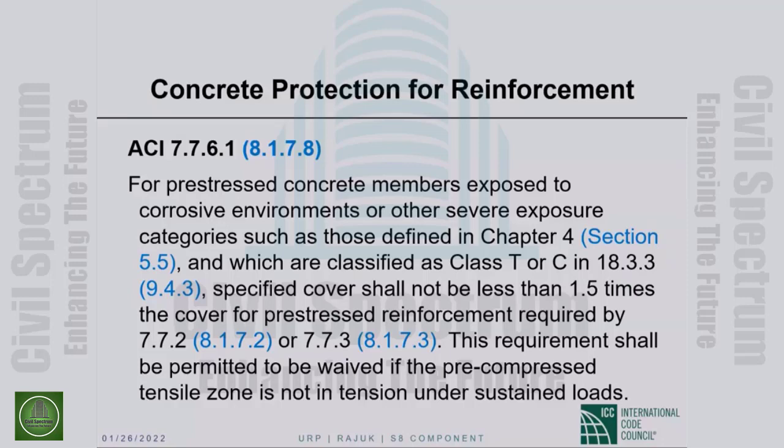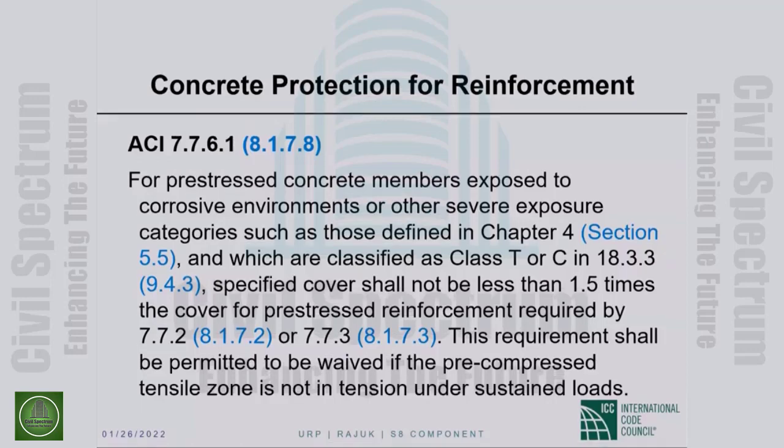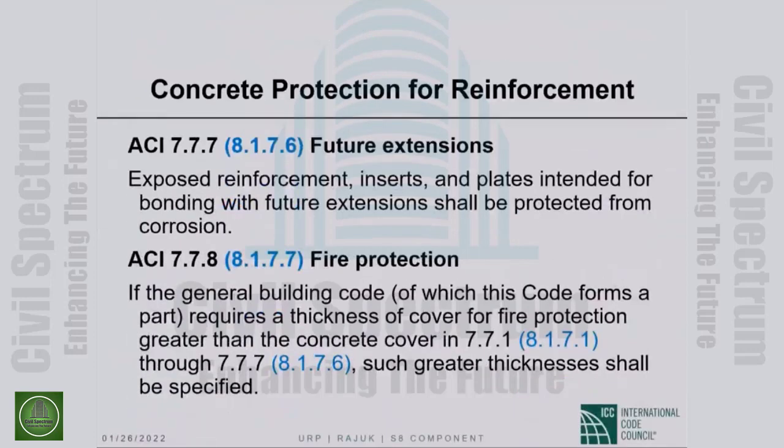From a cover point of view, the class C and class T pre-stressed members are treated like non-pre-stressed members. Uncracked pre-stressed members are treated preferentially. That's what it amounts to. Future extensions: exposed reinforcement, inserts, and plates intended for bonding with future extensions shall be protected from corrosion. Everything has been thought about.